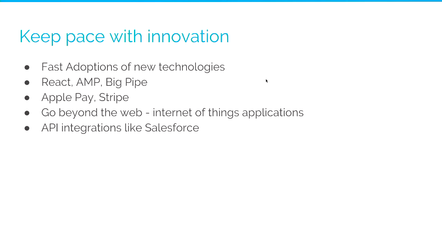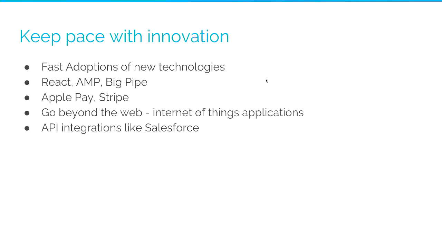So Drupal keeps adopting new technologies: React.js, AMP, BigPipe, Apple Pay, Stripe. You can go beyond the web, for example, you can easily integrate your Alexa with your web applications. The API system is awesome: through the JSON API and REST API, you can make sure that your application always talks to other applications in the world. You can easily do that in a secure way. That's one of the reasons Drupal keeps pace with innovations.